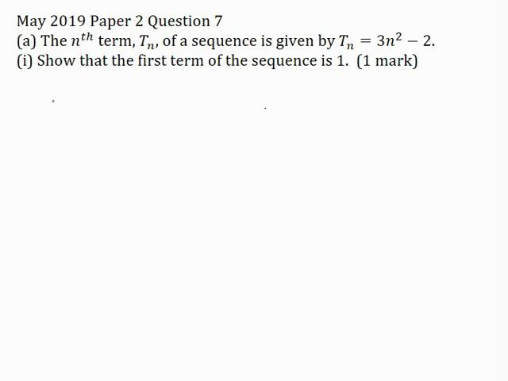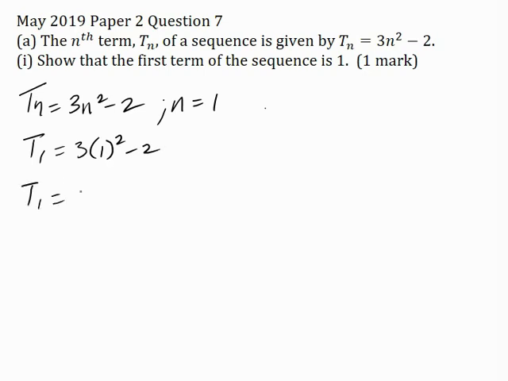So, they gave us a formula here. Tn is equal to 3n squared minus 2. And they ask us to show that the first term of the sequence is 1. So therefore the first term here, n, is equal to 1. So I'm going to substitute here n is equal to 1 into this formula. So T1 is equal to 3 multiplied by 1 squared minus 2. T1 is equal to 3 multiplied by 1 minus 2. T1 is equal to 3 minus 2. T1 is equal to 1.